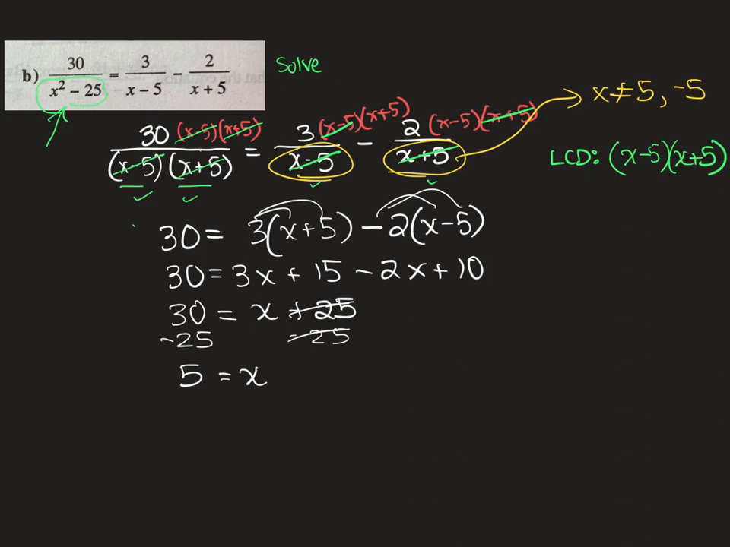And that x equals 5 is a restriction, which means, oh, weird, therefore, there would be no solution to this equation. Because if our only solution turned out to be a restriction, where it caused us to divide by 0 by putting 5 back into the equation, then it's not okay. It's not allowed. So we have no other answers, so no solution.